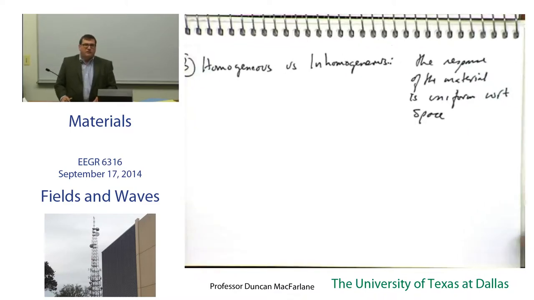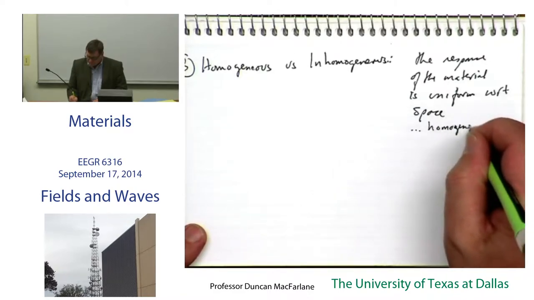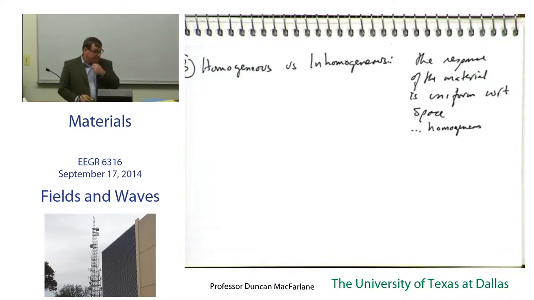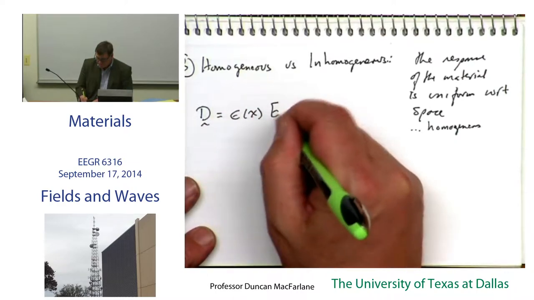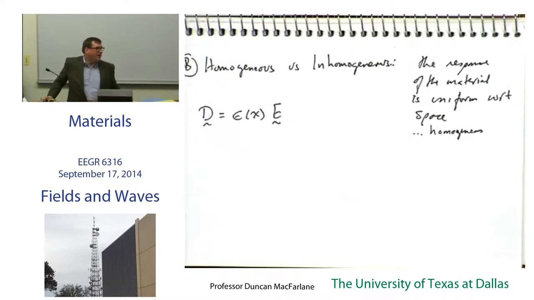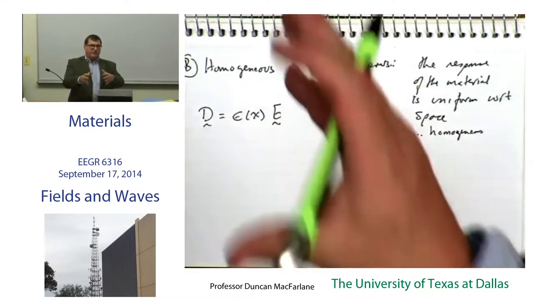The response of the system is uniform with respect to space, is a homogeneous material. If it isn't, it's an inhomogeneous material. And I now have a dielectric constant that varies with position. So if you think of some of the FET devices, some of the microelectronic devices, you might dope one area differently from another area. And by doping with different atoms, you'll change the dielectric coefficient in one region versus another region.